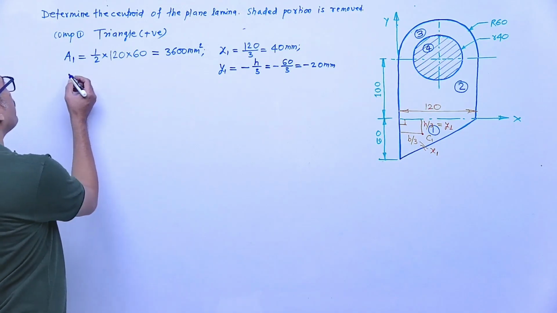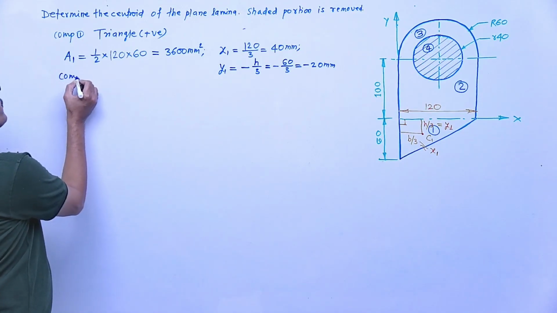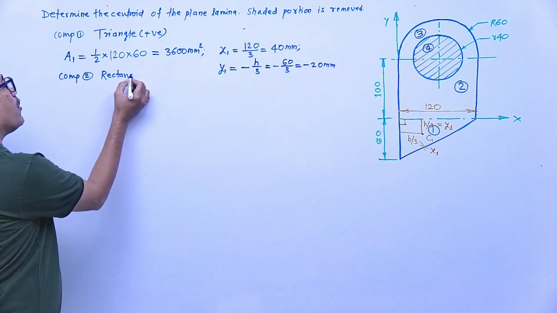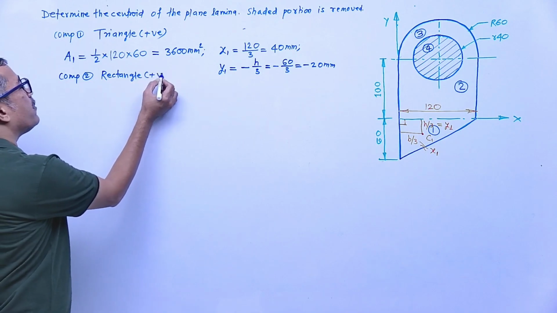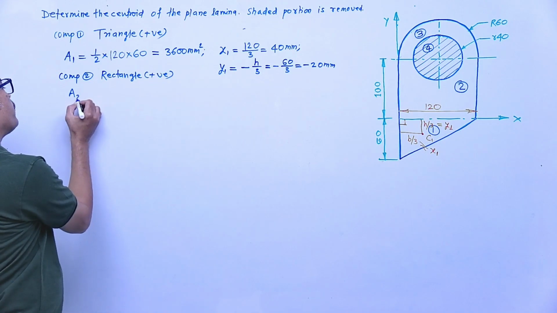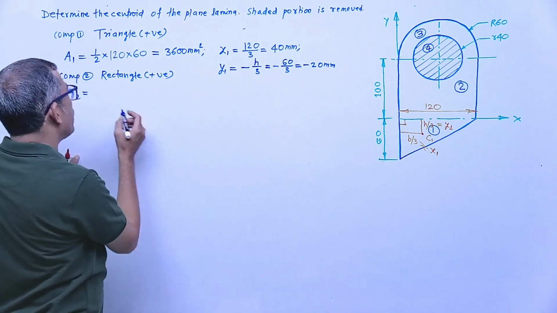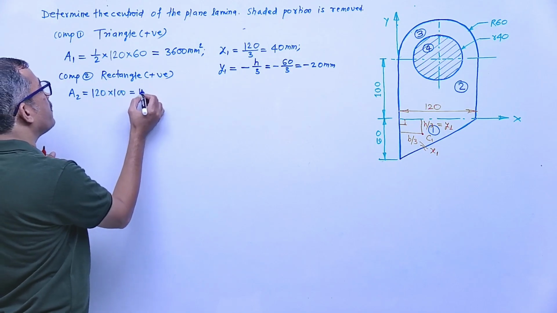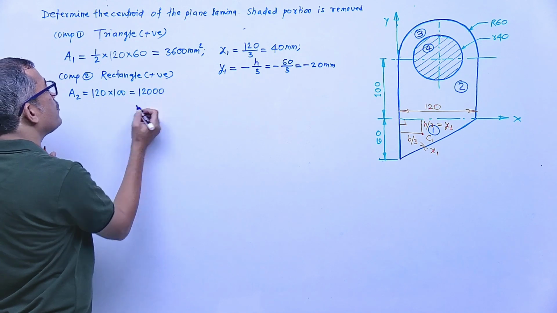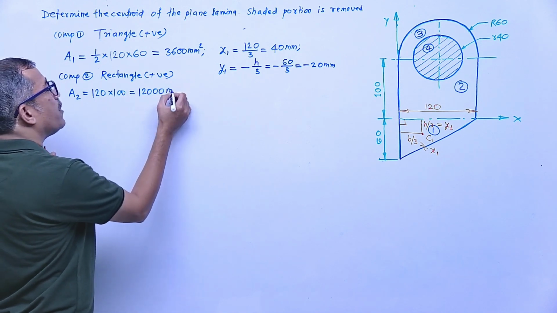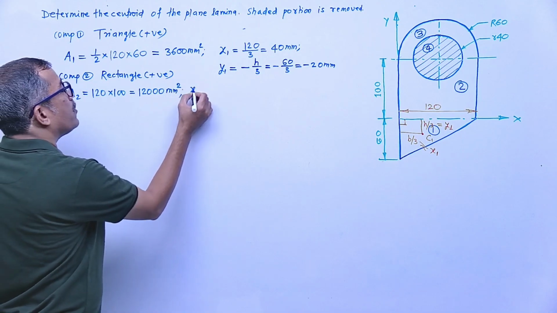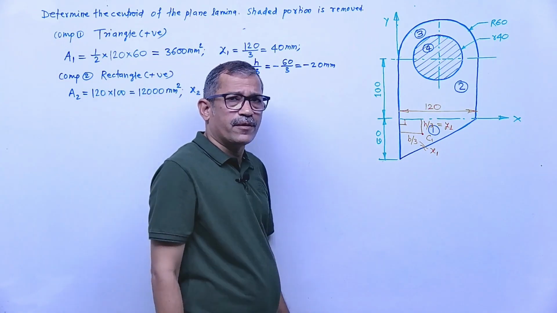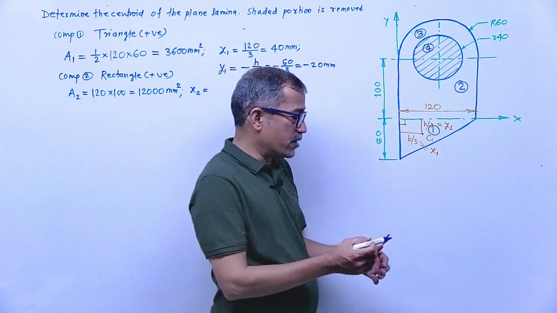Component 2, what component 2 have we taken? Rectangle we have taken, right? So for the rectangular lamina, the area is positive. How do we find the area of the rectangle? Base into height. What is the base of the rectangle? 120. Height is how much? 100. That means it becomes 12000 mm square. Now x2. For the rectangle, where is the position of the centroid? At its center, b by 2 and h by 2, right?